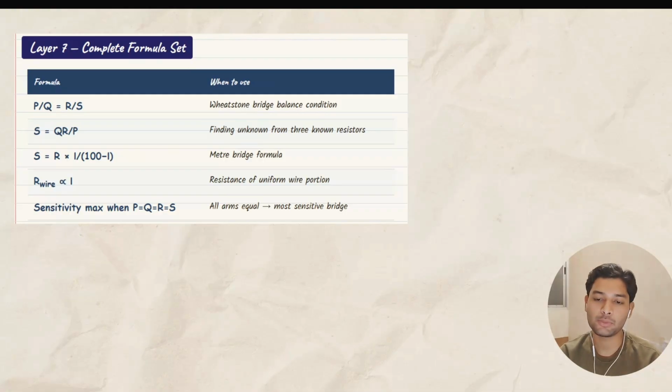R wire is directly proportional to L, the resistance of a uniform wire portion, so R1 by R2 is equal to L1 by L2. And sensitivity is maximum when P equals Q equals R equals S in the Wheatstone bridge. So with all arms equal, it is the most sensitive bridge.